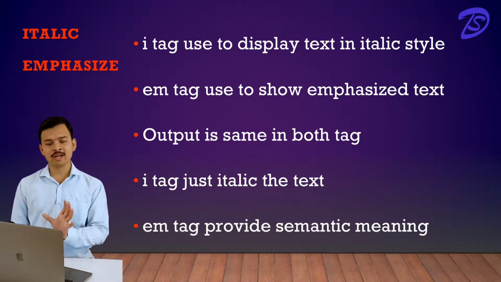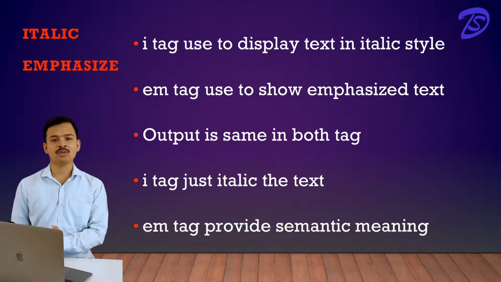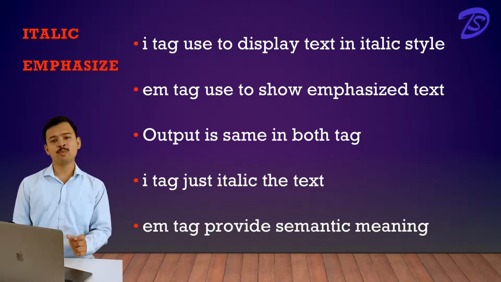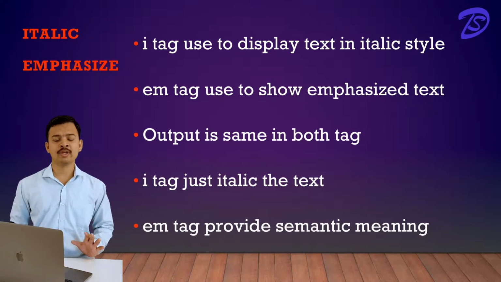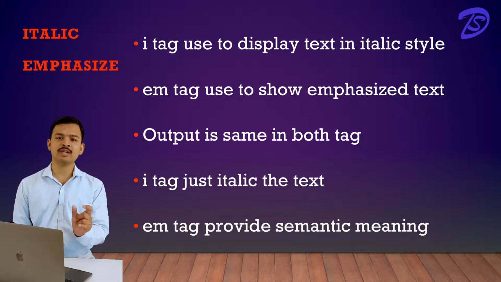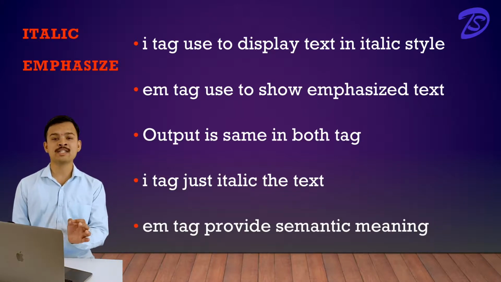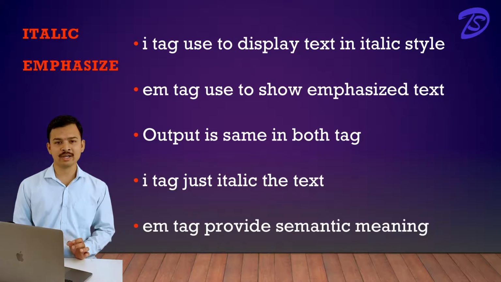I tag also italicizes your text, EM tag also formats your text in italic. Output is the same for both tags. There is no difference in output, but the I tag just provides italic formatting to your text and the EM tag provides the semantic meaning to your text.